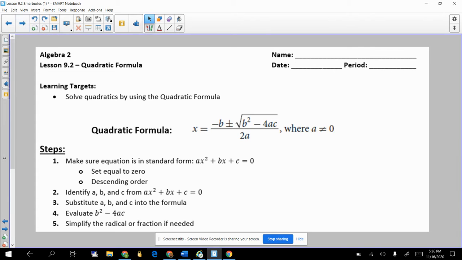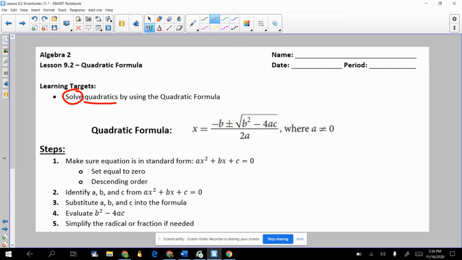Okay, so today we are going to solve quadratics by using the quadratic formula. And here it is. So it is x equals negative b plus or minus the square root of b squared minus 4ac all over 2a, where a cannot equal 0. Okay, so this is a really important formula. You're going to want to write this down somewhere, have it in your notes. Some of you might have it memorized already. Some of you might know the song, but you're going to need to use this quite often.